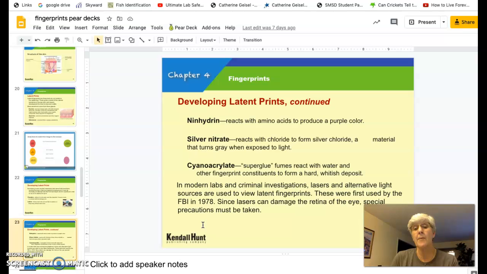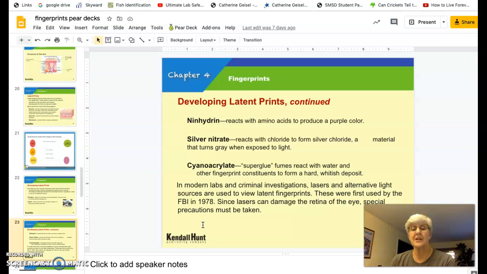Ninhydrin is a compound that reacts with amino acids. Amino acids are released by your fingers, and amino acids are the building blocks of proteins. If you have ninhydrin on a porous surface like paper, you can spray it on there, and it produces a purple color, or a purple impression of the fingerprint.